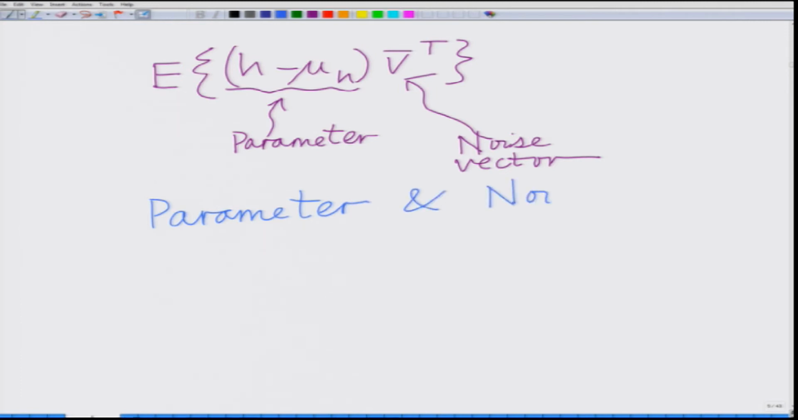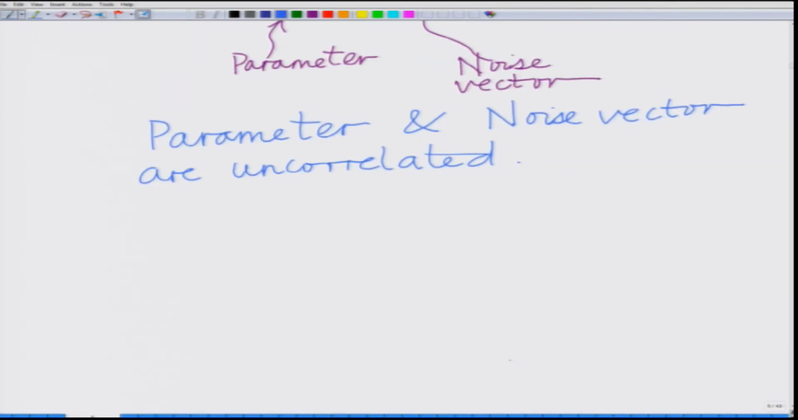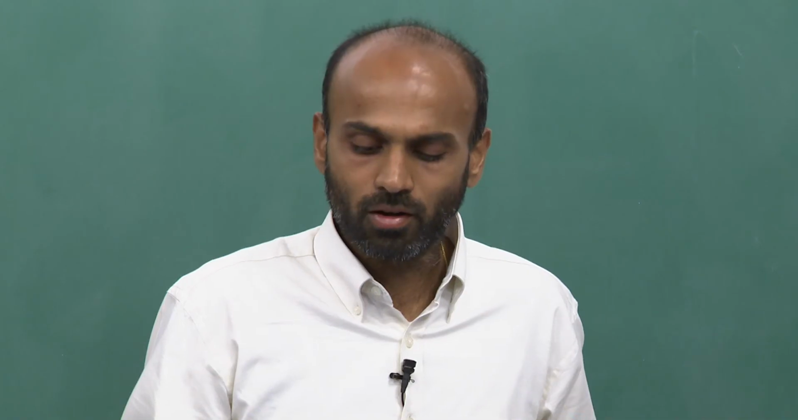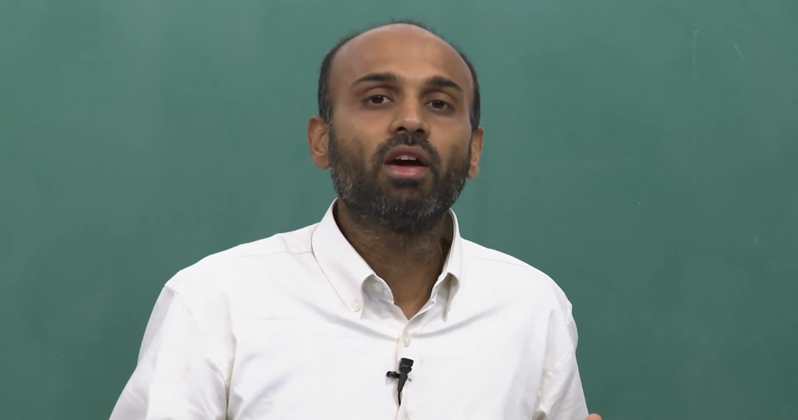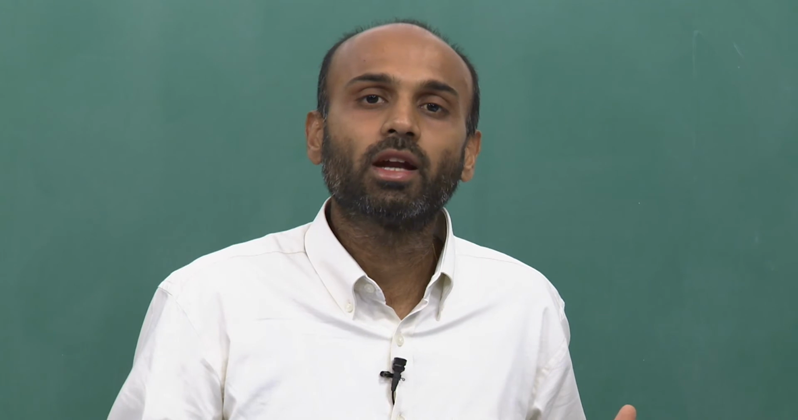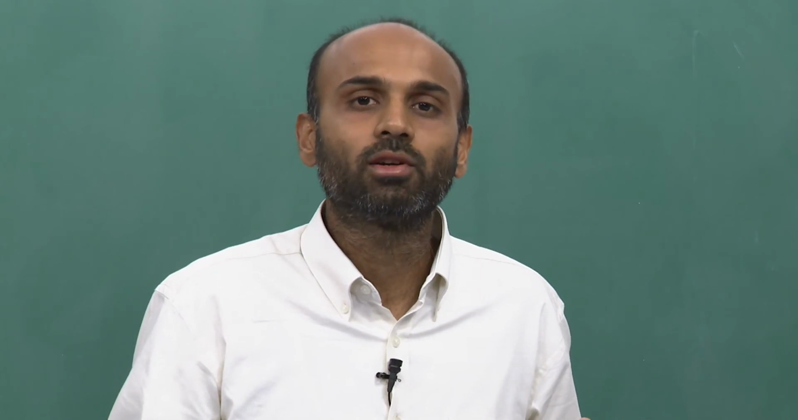Parameter and noise vector are actually independent. But here uncorrelated suffices because they are both Gaussian. So, naturally if they are uncorrelated, it follows that they are independent, they are one and the same. So, we are just going to say that they are uncorrelated, which means the covariance, the expected value of h minus mu h times V bar transpose, is equal to 0.